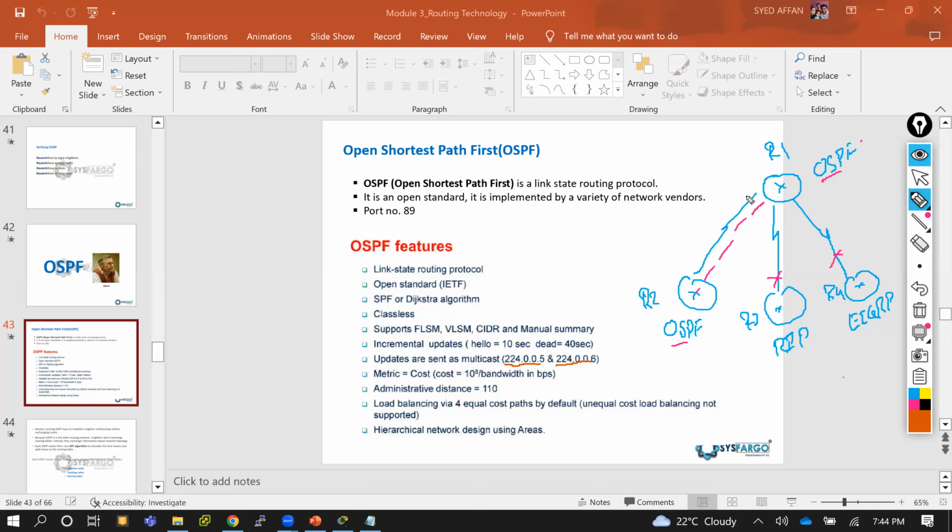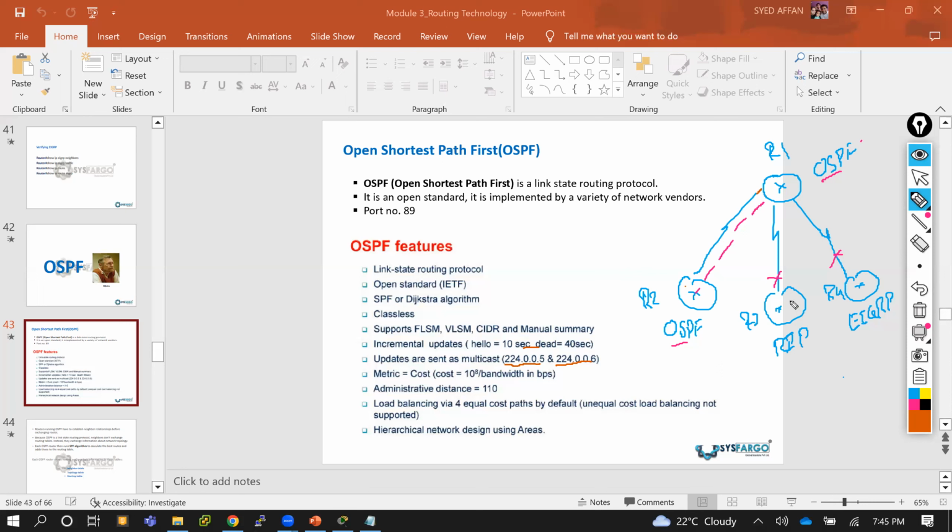Since I am connected directly to all three routers, I am trying to form the neighbor relationship with all three. Now I am sending my OSPF information using this IP address, 224.0.0.5, for example. Now the other end also uses the same protocol and the same IP address. It sends 224.0.0.5. Even I am 224.0.0.5.